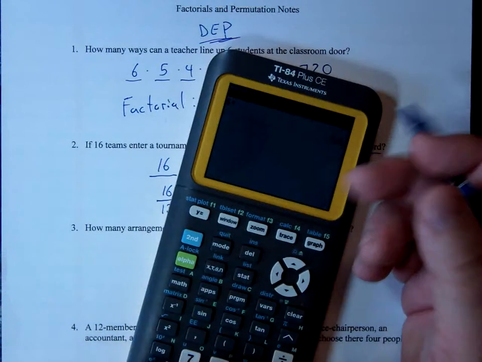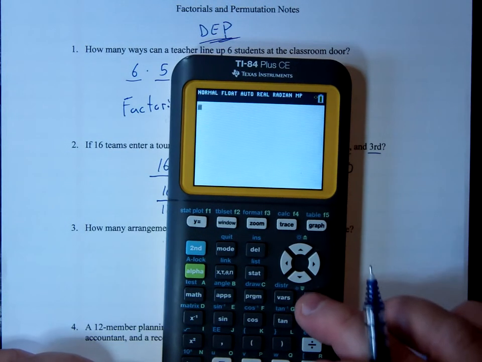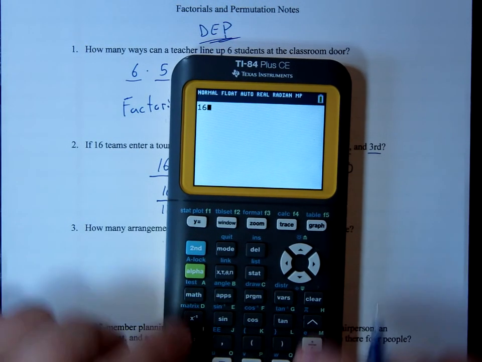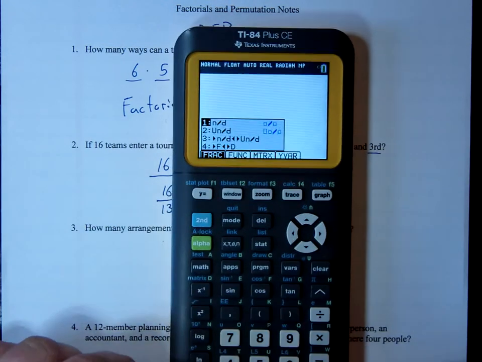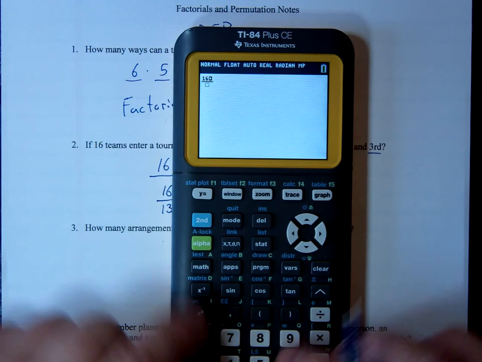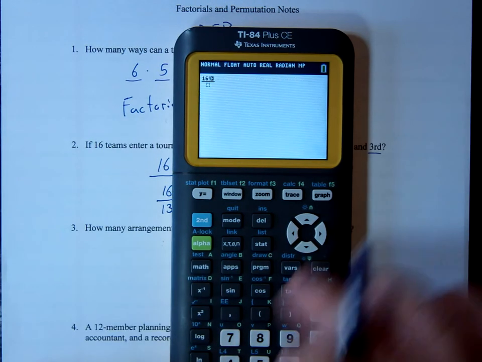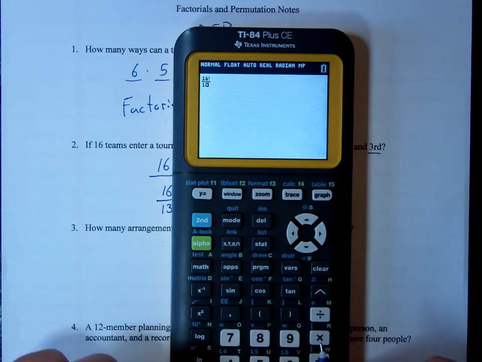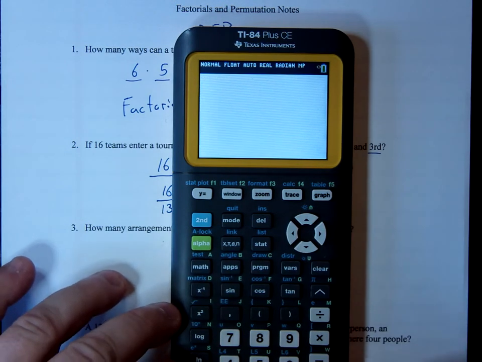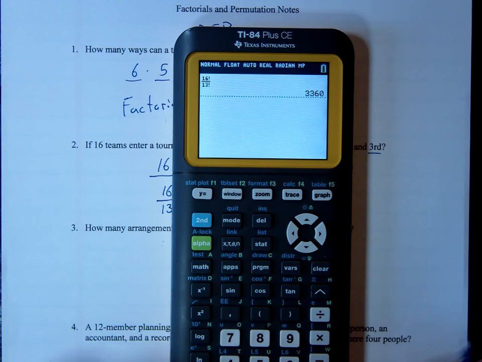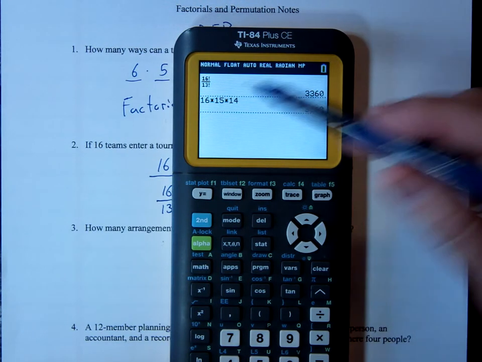So in my calculator, let's make a fraction first. Alpha, y equals, to make that fraction: 16 factorial over 13 factorial is the same as just doing 16 times 15 times 14. Now I think the second one is probably a lot easier, when you're just choosing three things.